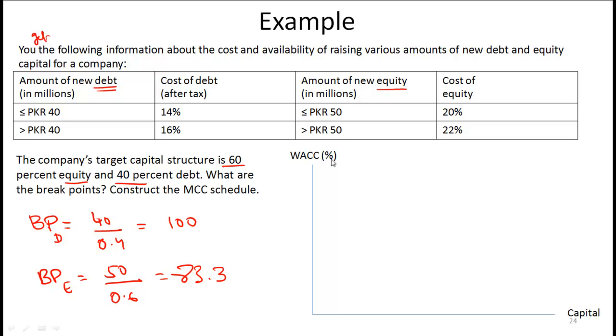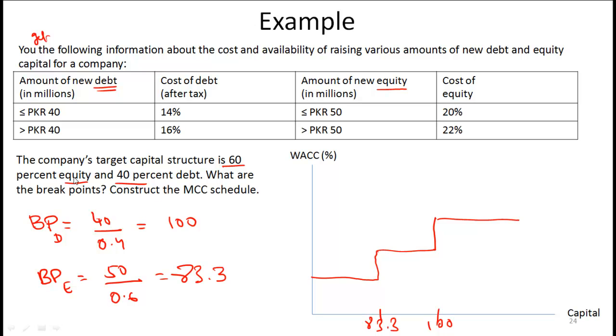In more complex scenarios we can have multiple breakpoints, but to illustrate the usage of breakpoints, this is good enough. So essentially what we are saying is the first breakpoint is at 83.3, and then we have a breakpoint at 100. So we only have two breakpoints, which means that from 0 to 83.3 we have one WACC, and then from 83.3 to 100 we have another WACC, and then above 100 there is a third WACC. So in this scenario we just have three weighted average costs of capital.